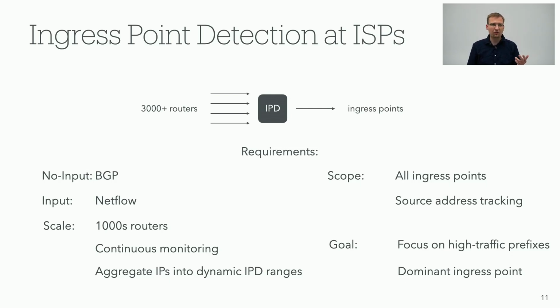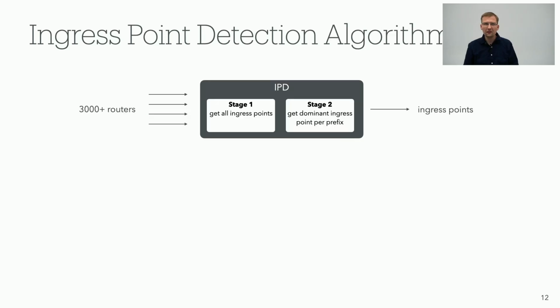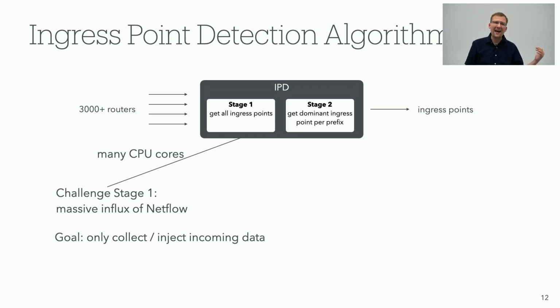The ingress point detection algorithm is a scheme that performs a traffic-based partitioning of the IP address space. So obviously, we can't use BGP for that. We solely focus on NetFlow from all the border routers, and we want the algorithm to scale to thousands of routers to run continuous monitoring. With that, we arrive at a system design that comprises two stages. In the first stage, we're simply concerned with handling the massive influx of NetFlow from more than 3,000 routers in our case. And here the goal is to only collect the data and inject the incoming data into a data structure.